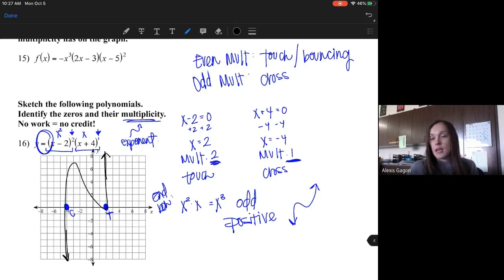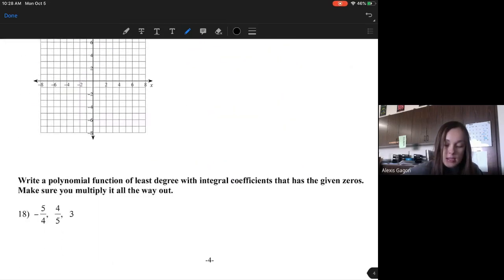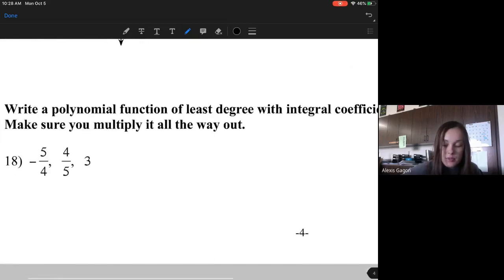Okay. Any questions with that one? We feel okay about it, hopefully. Okay. So there's going to be 2 of those types of problems. And then let's do this last one. I'm just going to zoom in a little bit.